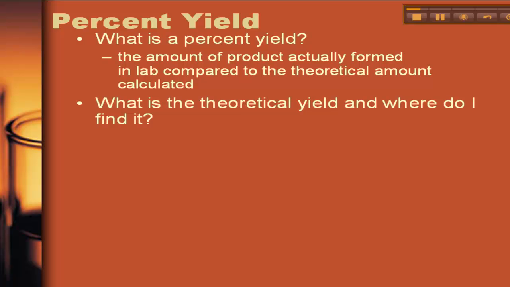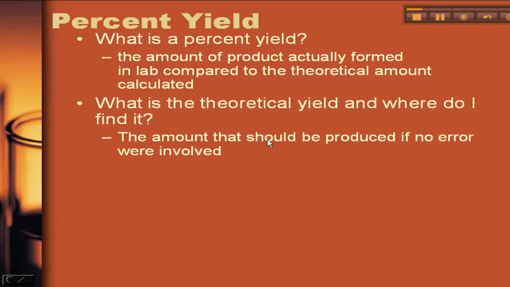Now, what is the theoretical yield and where do I find it? This is the amount that would be produced if no error were involved. You get this from doing your stoichiometry problems, so theoretical yield is an amount that is calculated. You should never have over 100% and almost never have exactly 100%. There's always some error in there.